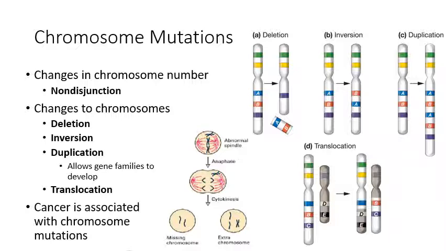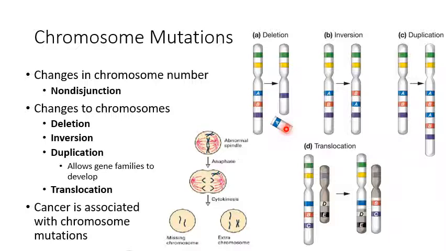Apart from changes in the number of chromosomes, you could have changes to the chromosomes themselves. There's 4 types of chromosome mutations like that. First, you have deletion. In a deletion mutation, you cut out part of the chromosome. So here, this part that has gene A and gene B is cut out entirely. You end up with a shorter chromosome that's missing some of the genes that were on it.